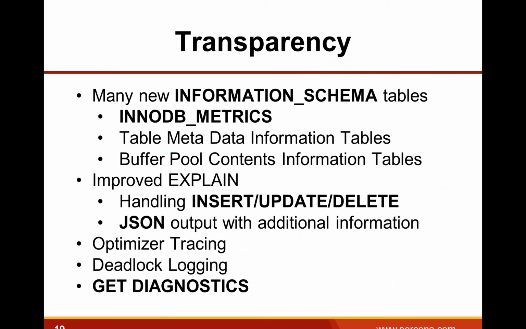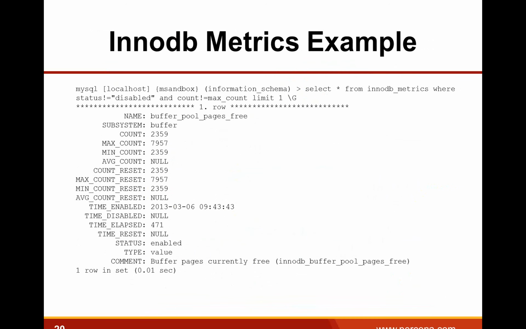There are also other features in transparency, like optimizer tracing. You can understand why the optimizer is picking optimizations one way. There is deadlock logging. You can log all the deadlocks now if you like, not just the last one, which can be a lot more helpful for troubleshooting. There is also GET DIAGNOSTICS, which you can run after the statement and get a lot more information about the statement execution and errors.